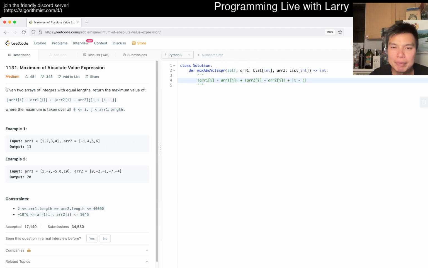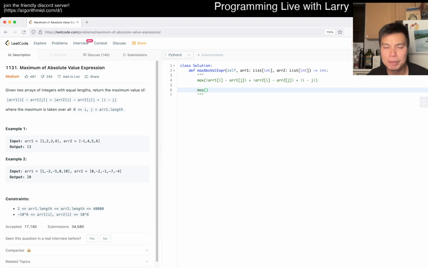But here, you're trying to maximize this number, right? One thing that you can do is take out the i's and the j's. So what does this mean? It means that there are two components, the absolute value of this one, which is a little bit potentially tricky, but we can do it.